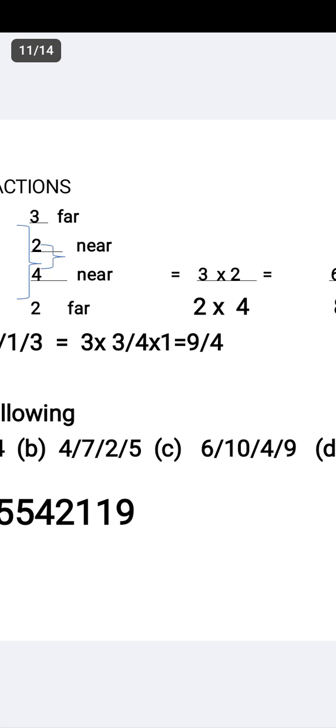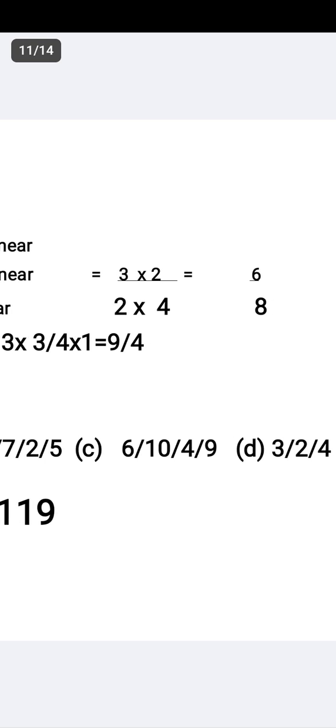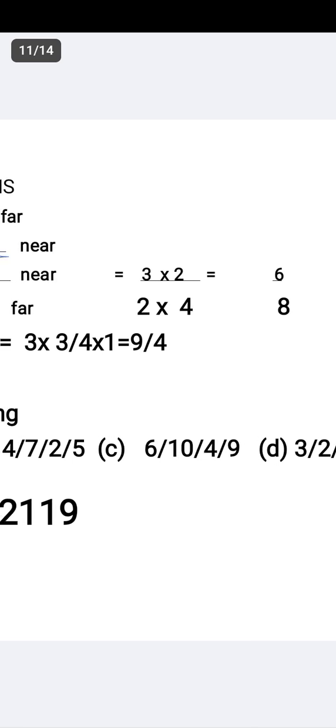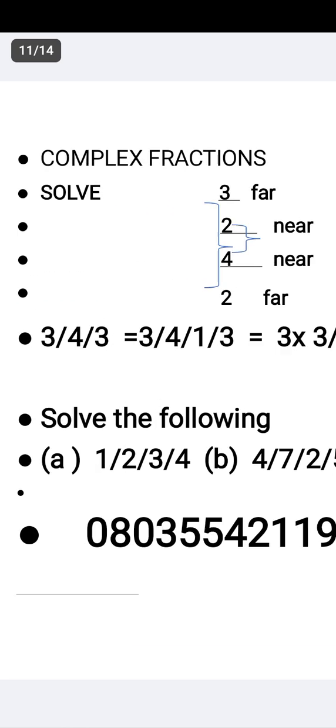Yes. If you cannot resolve it like that with this formula I call Fafa-Nene, then you will just say 3/2 divided by 4/2. And to divide two fractions, you invert the second fraction and multiply. Automatically, you will still arrive at 3 times 2 over 2 times 4, which is equal to 6/8.